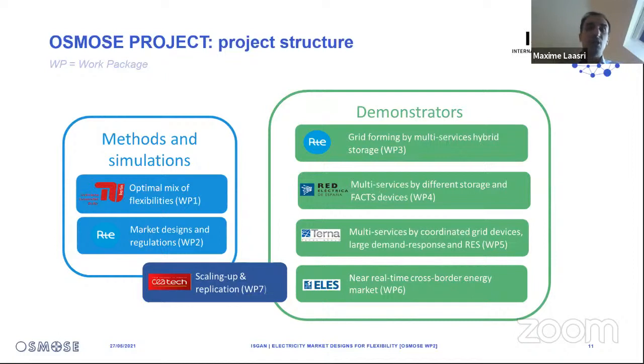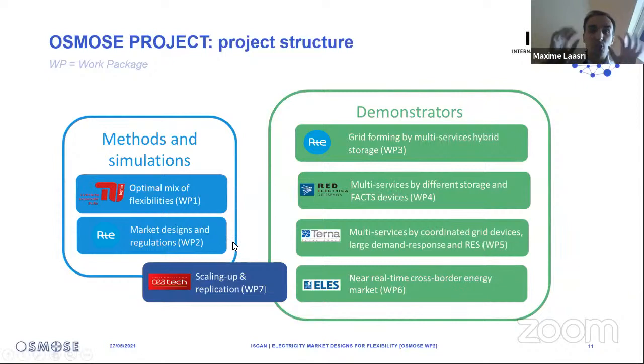So you have work package 1, which tackles the question of what is an optimal mix of flexibility and how to find one. And right below, we have work package 2, so us, who tackle the market designs and regulations topics, which is basically the idea of if you have an optimal mix of flexibility, what are the market rules and regulations that you need to implement for that energy mix to actually be viable and properly utilized.